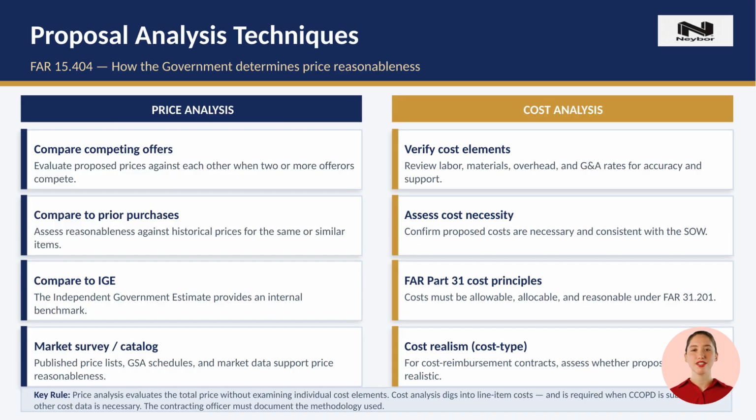Proposal analysis under FAR 15.404 has two main tracks. Price analysis looks at the total proposed price and compares it to available benchmarks: competing offers, historical prices, the government's own estimate, or published market data. This is the preferred approach when market data is sufficient.